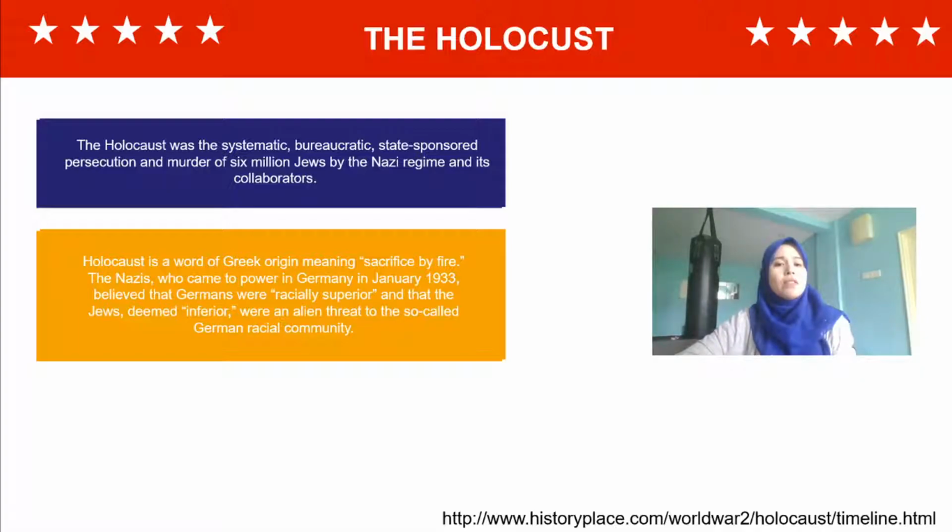And Holocaust is a Greek word, meaning sacrifice by fire, which is how the state wanted to eliminate a group of people in the cheapest, fastest and most efficient way. So that is actually what they were trying to do. And because they felt that Germans were racially superior and Jews were inferior.